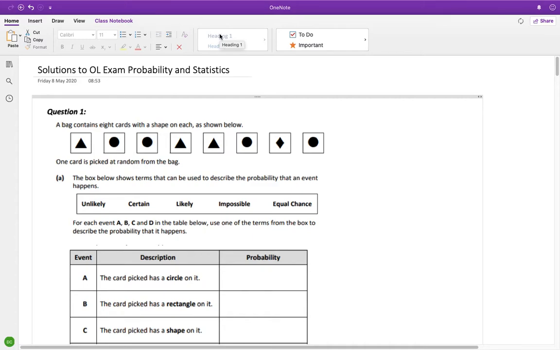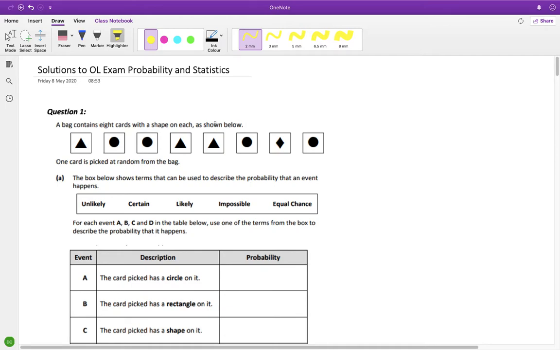The corrections to the ordinary level probability and statistics exam. Okay, so we have a bag containing 8 cards, each with a shape on it, as shown below. One card is picked at random from the bag. The box below shows the terms that can be used to describe the probability that an event happens. So it could be unlikely, certain, likely, impossible, or equal chance.